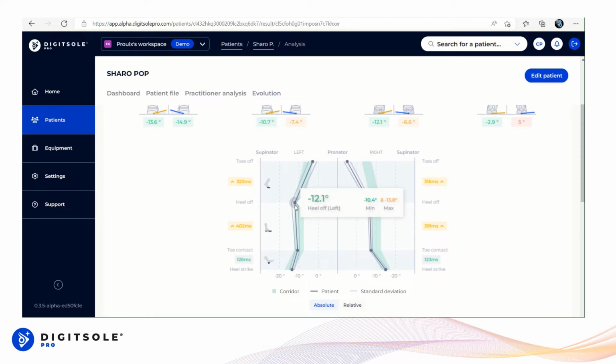Likewise, when it's really, really wide, that's usually indicative of some sort of motor control effect or a lack of control as a result of some stimulatory action. For example, if someone is in pain, they're probably changing the way that their foot is moving through the stance phase pattern, and oftentimes we see a wider standard deviation.